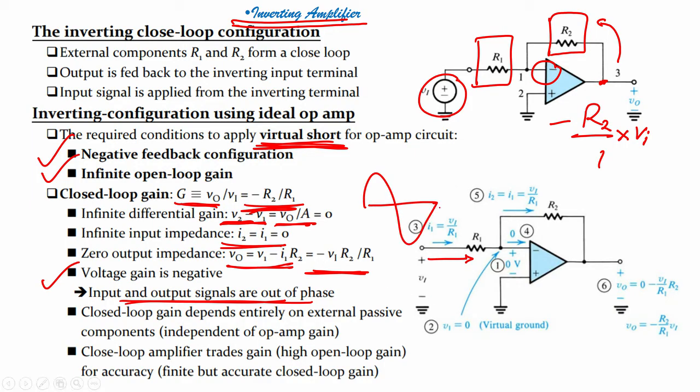Input is a signal like this, and the output would be an amplified version of the input, and that amplification depends on the value of R2 by R1. But is it in phase or out of phase? This is an in phase signal, but in the case of an inverting amplifier, you will see that the output would be amplified but out of phase, generally 180 degrees out of phase. If this is 0 degrees, it is 180 degrees out of phase.